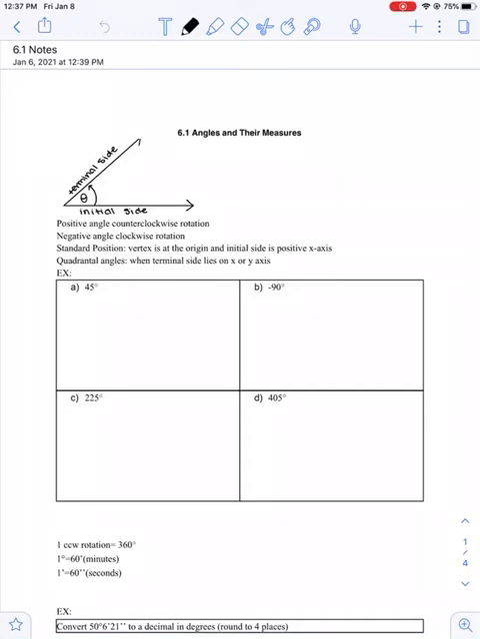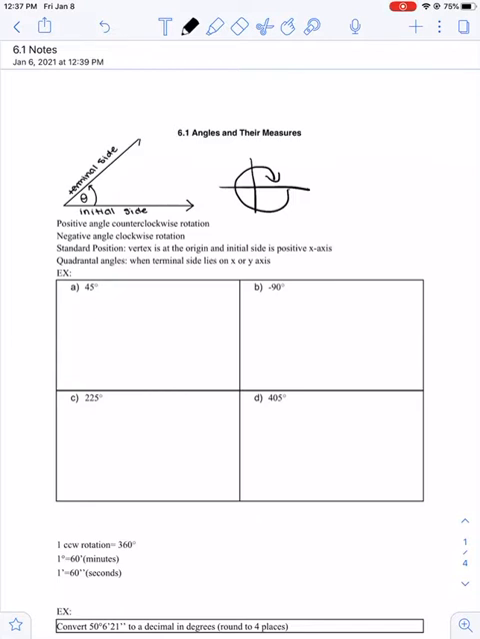Hey everyone, today we're doing 6.1 angles and their measures. So the first thing we need to know is a positive angle. You're going counterclockwise, so this way around your axis. A negative angle, you're starting from here, and you're going the other way around the axis.